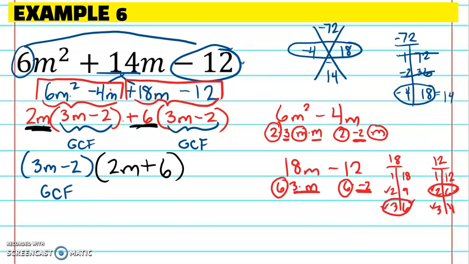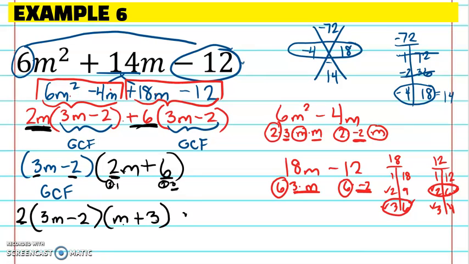There we go. And now we look, are there any remaining common factors? So I look at 3 and negative 2. Nope, their common factor is 1. And then I look at 2 and 6. Ooh, 2 and 6. This is 2 times 1. This is 2 times 3. So we have to pull the 2 out. So 2 times the first one I didn't touch, so that stays 3m minus 2. This one, I'm going to have 1m plus 3, because 2 times m is 2m. 2 times 3 is 6. There's my final factored form.